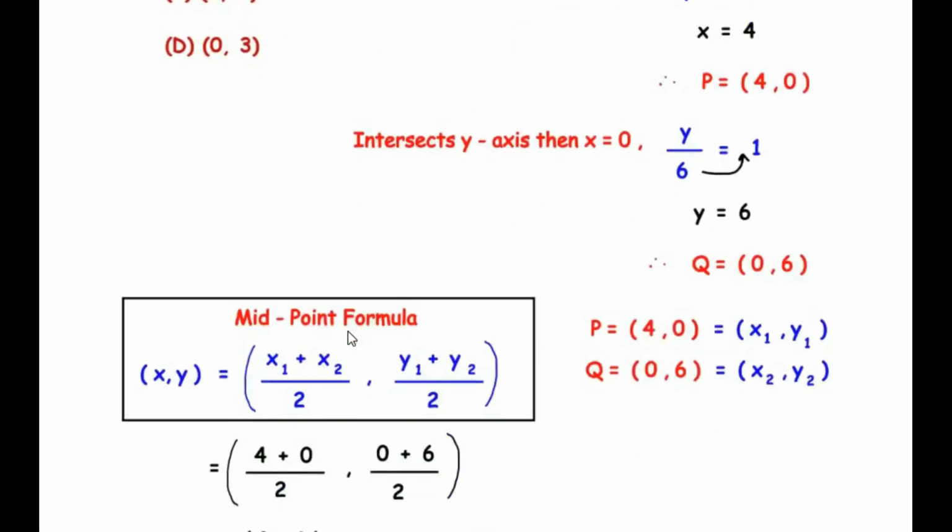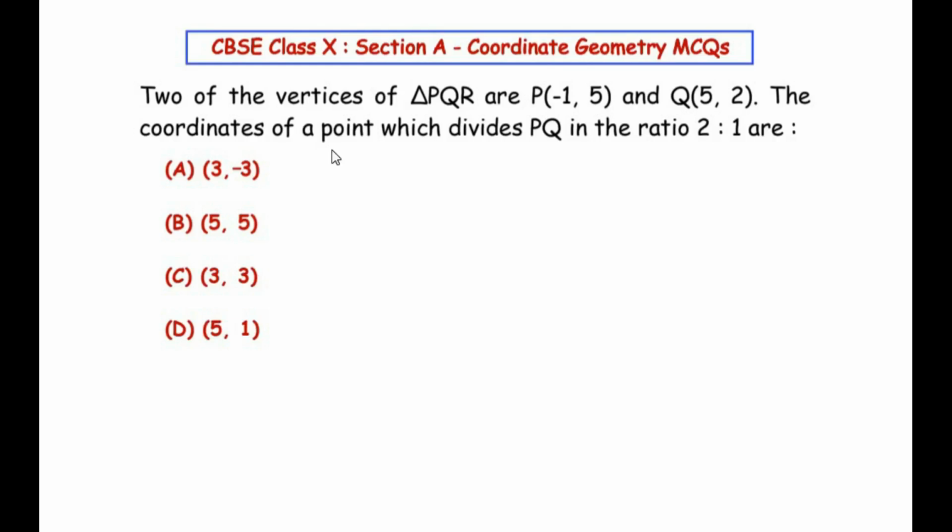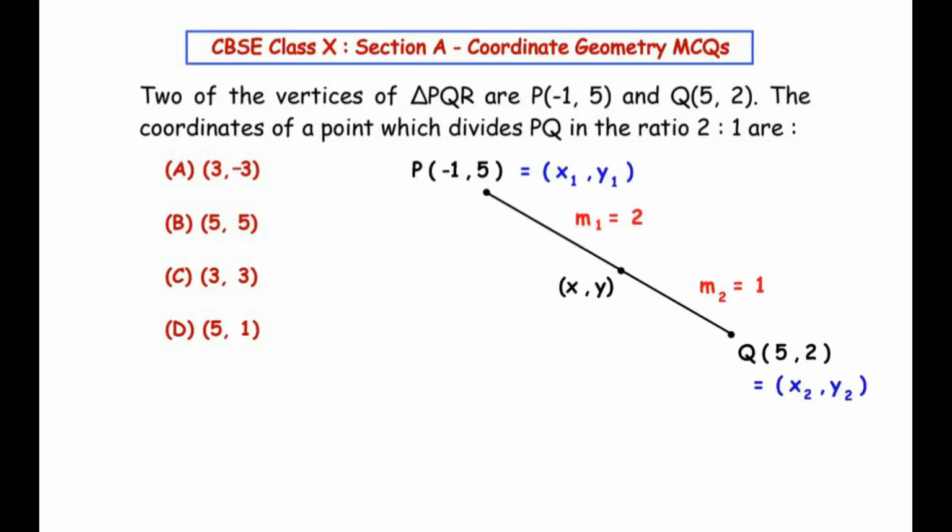Now let us move on to the next question. Two of the vertices of triangle PQR are P (-1, 5) and Q (5, 2). The coordinates of a point which divides PQ in the ratio 2:1 are. So let us try to understand the question by drawing a rough figure first. So here P and Q are being mentioned as the two vertices of a triangle and their coordinates are given, and PQ also represents one of the sides of the triangle, and it has been mentioned that there is a point which is going to divide this line PQ in the ratio 2:1.